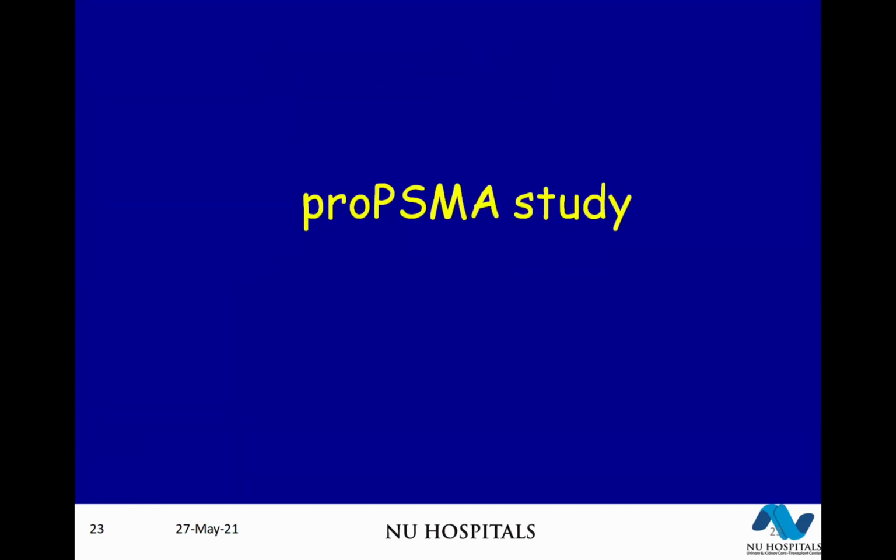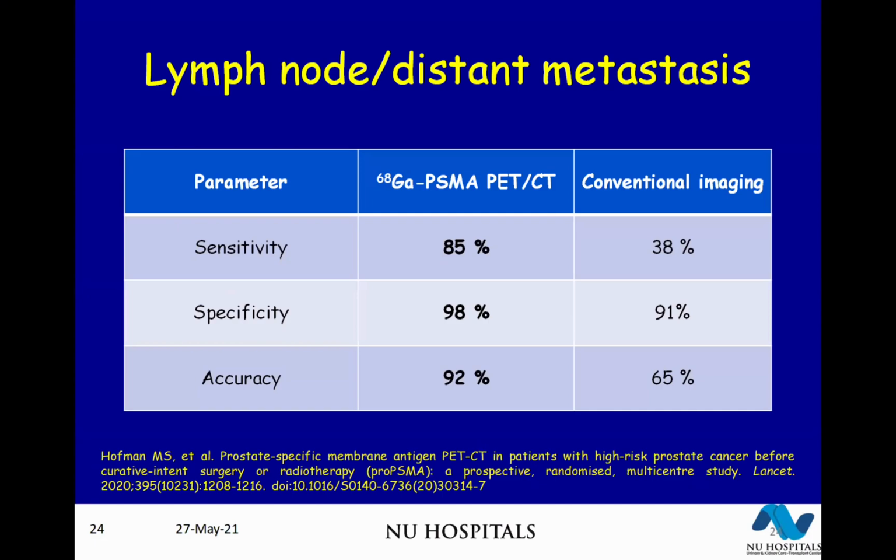So this is what Ganesh told about the proPSMA study, an Australian-based study, which was published recently in the Lancet, sir. So these data we have taken from that study. Here you can clearly see that for lymph node and distal metastasis, compared to conventional imaging, which is a CT, the gallium PSMA PET scan has significant sensitivity and specificity. I mean to say sensitivity is at least high, and the accuracy also went up to 92% in both the lymph node as well as the distal metastasis, if they have done a PSMA PET scan.